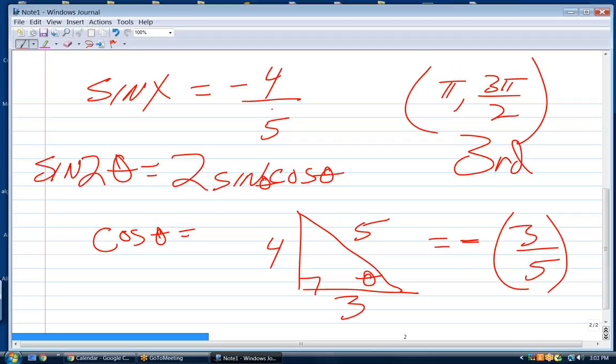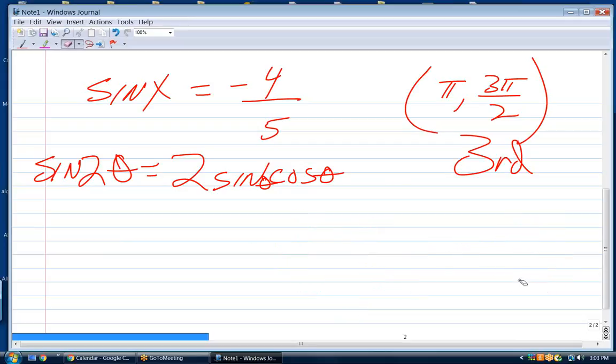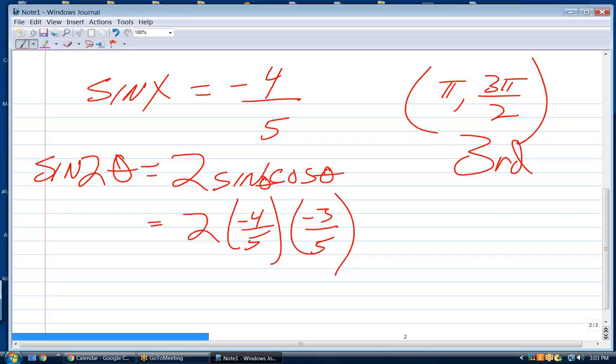So both sine and cosine are going to be negative. We got -4/5 and -3/5. So what's the sine of 2 theta equal to? Then it would be 2 times -4/5 times -3/5. Both of them are negative, and that's important. That would be 24/25. It's positive, because I have a negative times a negative.